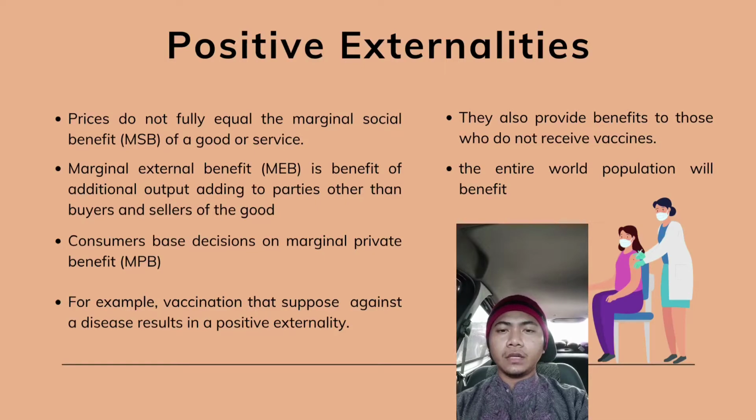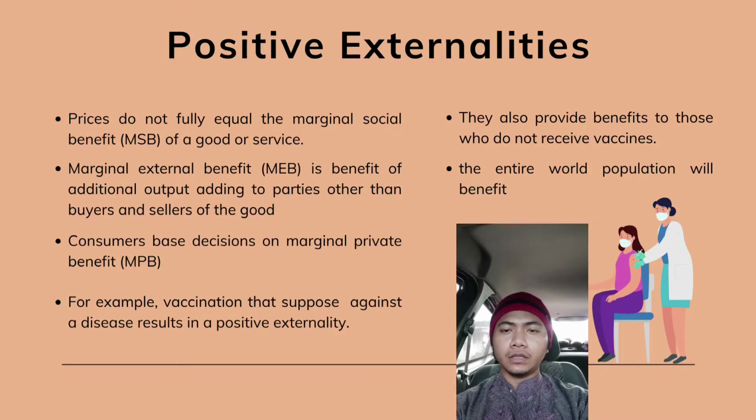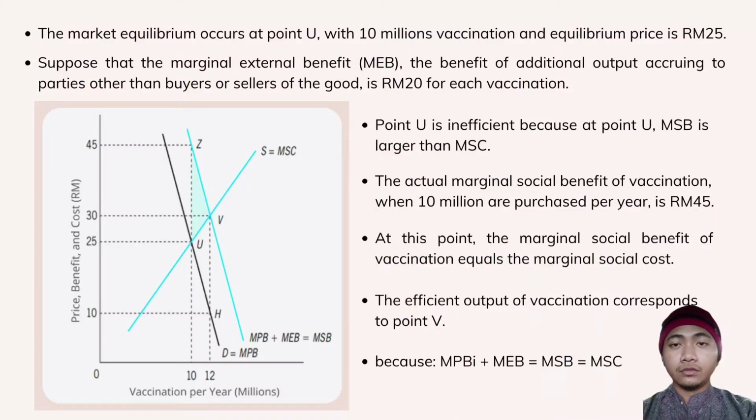For example, let's say we take a vaccine. We insert a virus into our body to fight another virus such as COVID-19. So when there is a vaccine against the disease, there will be a benefit to the other parties who have not taken the vaccine. So it can reduce the probability that the disease will spread to the other parties. Next, we look into the diagram.